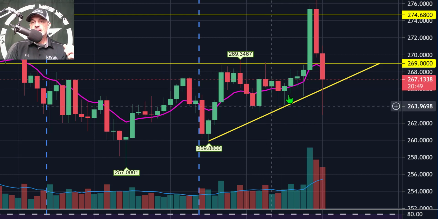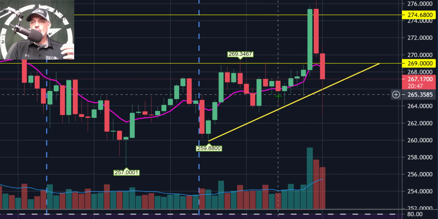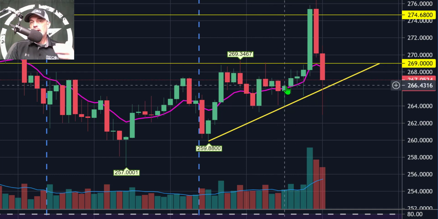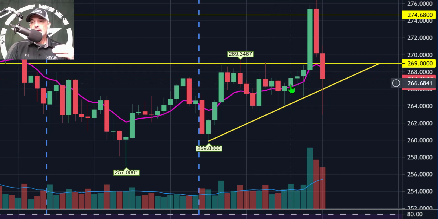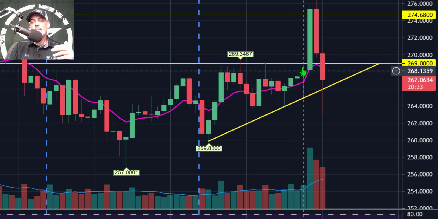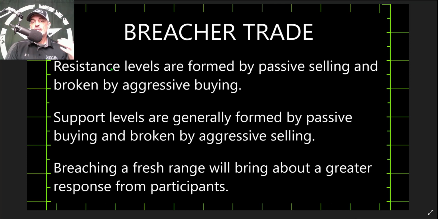And as I started to see these pin bars, these long wicks on the bottom of these candles, that told me that the buyers or the bulls were stepping up each time this dipped down and pushing the price back up. And so that leads to how resistance levels are formed by passive selling. The sellers were not able to keep the price down, and the resistance level is most frequently broken by aggressive buying, and I was seeing those buyers step up.